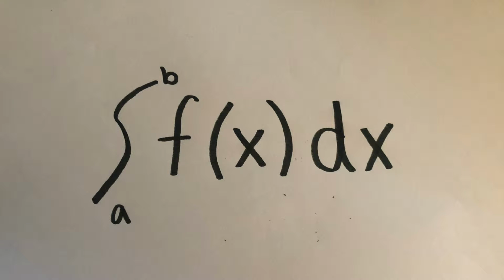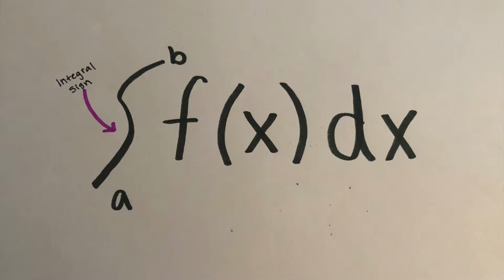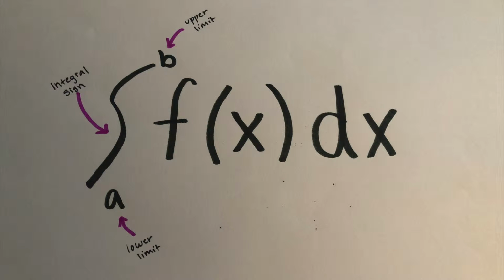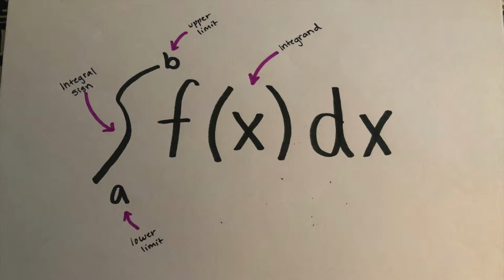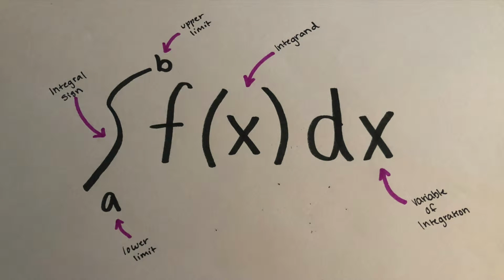This is the integral of f from a to b. This curved symbol is called the integral sign and goes on the outside. Now, since this is a definite integral, it has limits, a being the lower limit and b being the upper limit. The function is the integrand, so in this case x is the integrand. Lastly, we have the variable of integration, which in this case is x, but if it were in terms of y, it would be y, and so on.